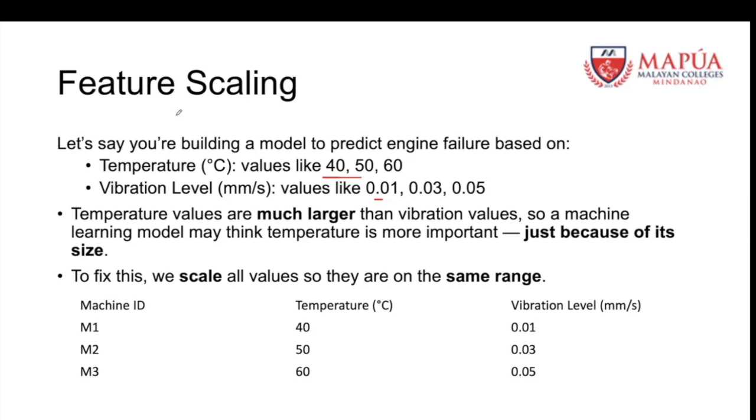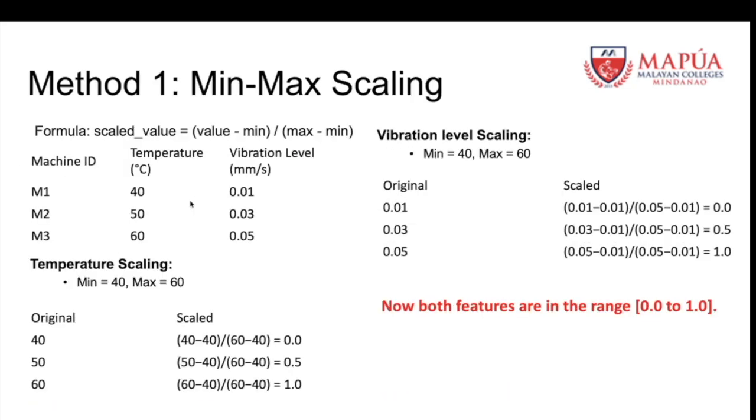So how do we do that? We preprocess. So, for example, machine ID is placed in the table. And to do feature scaling, we have two methods. The first one is the min-max scaling. For the formula, actually, we don't need to memorize them because we already have the system to work it for us. But just to give you a theory or an idea on how this works, the scaled value is equal to the value minus min over max minus min.